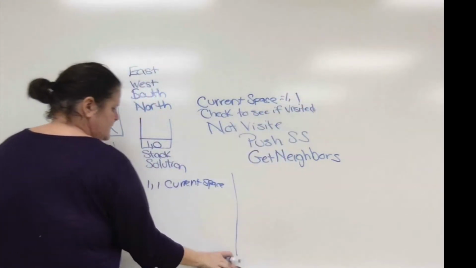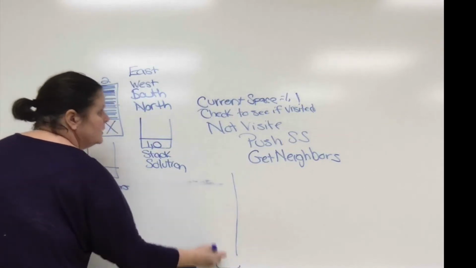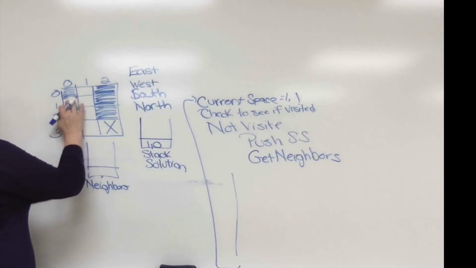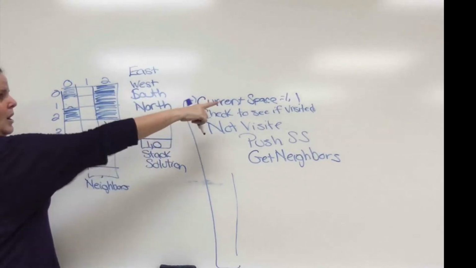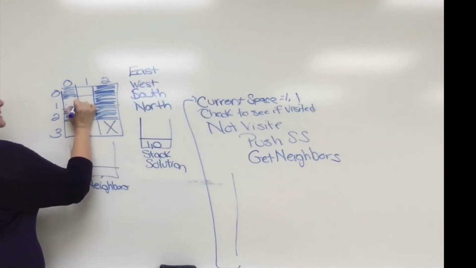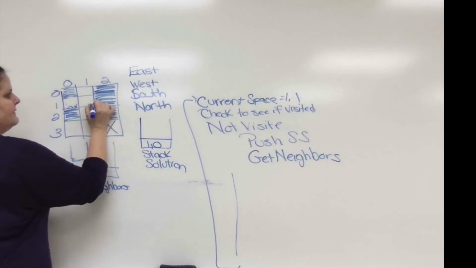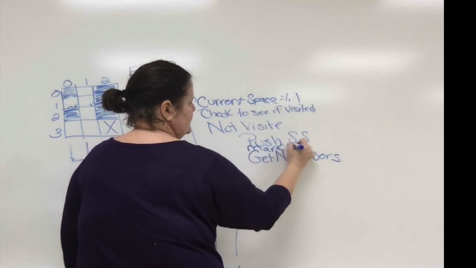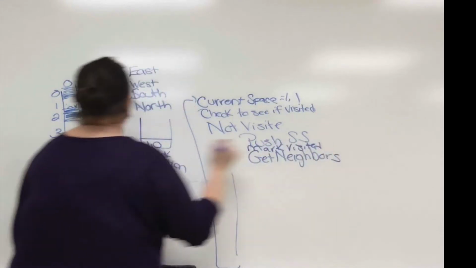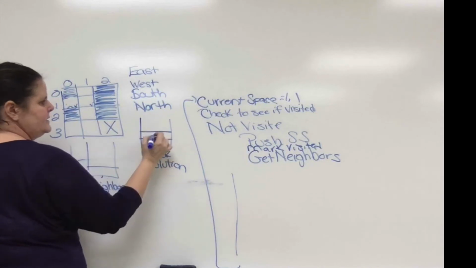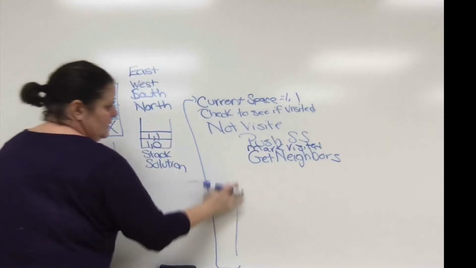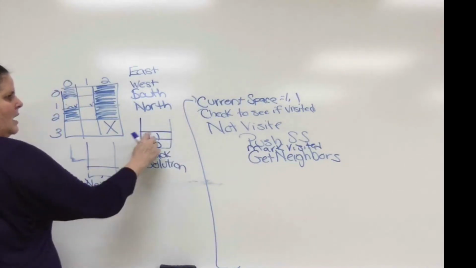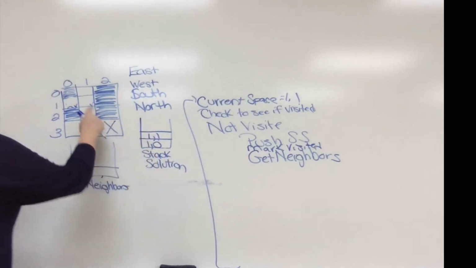So this basically loops back up here and it checks the next one. So when I check to see if 1, 1 has been visited, it hasn't, so I mark it visited and I push on the solution stack. Once again, I'm going to fill this in as we go. I come to the top. I get my neighbors. I'm at 1, 1.